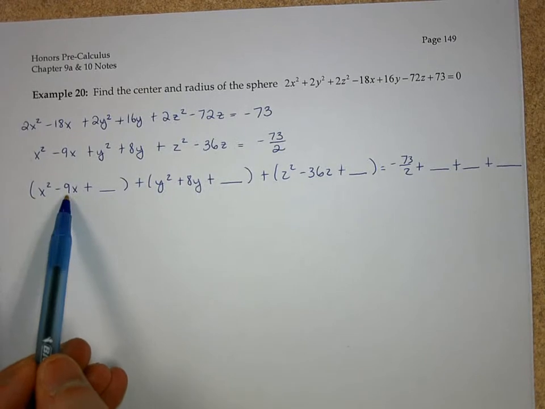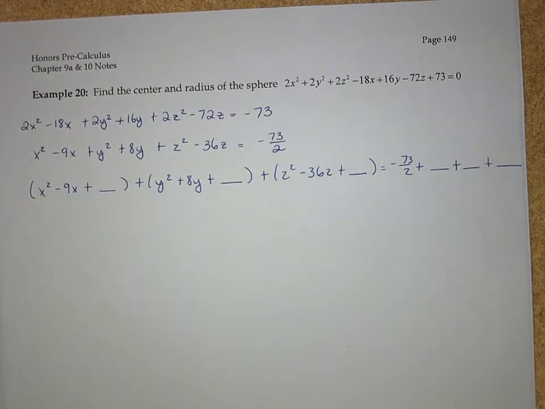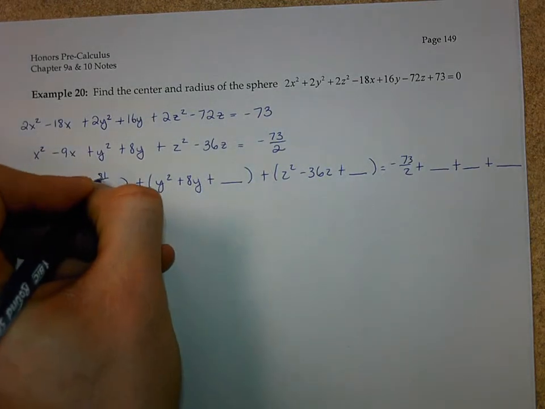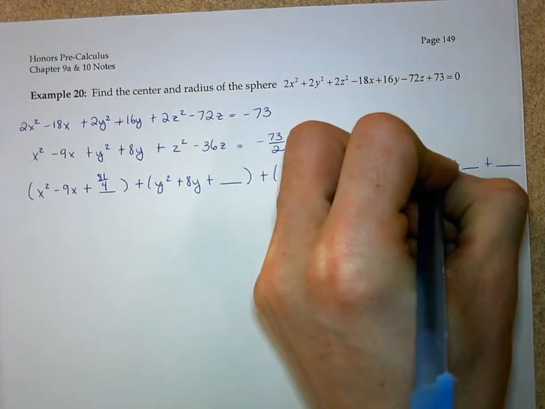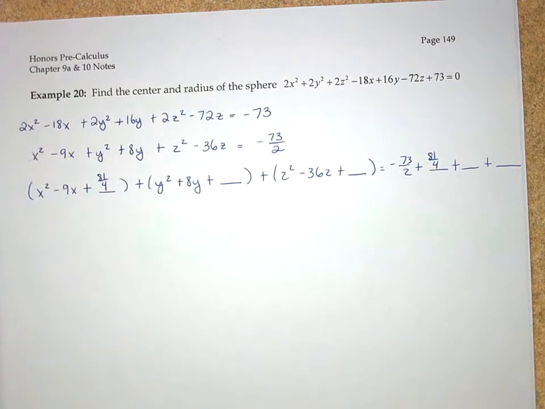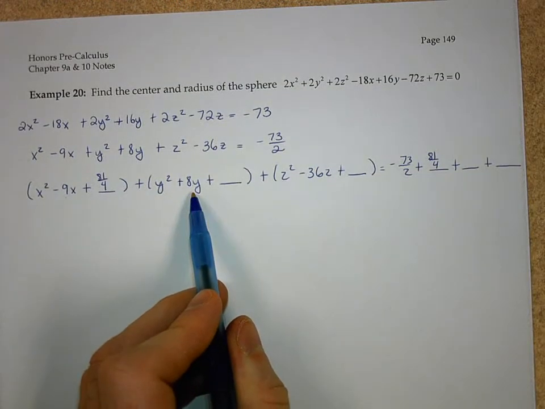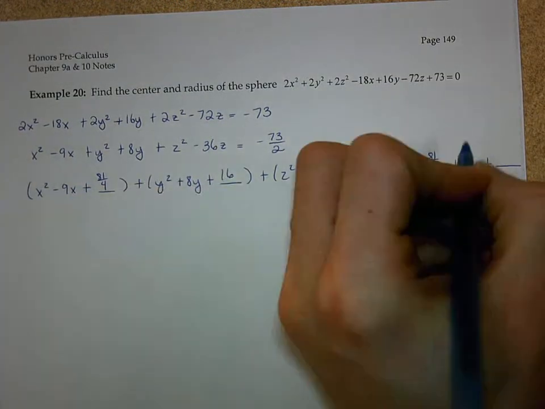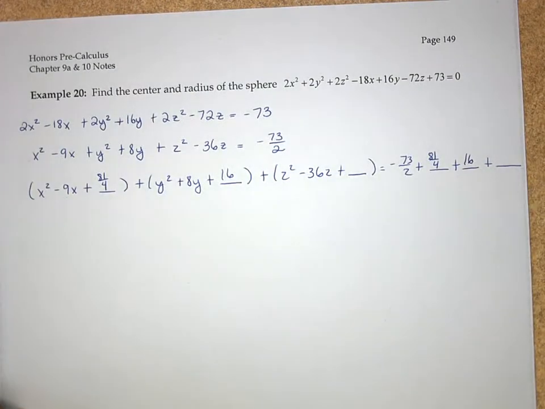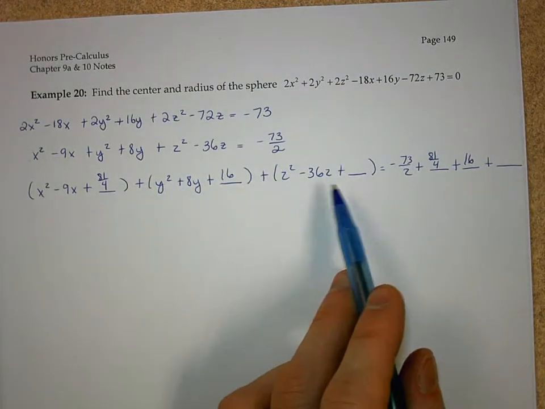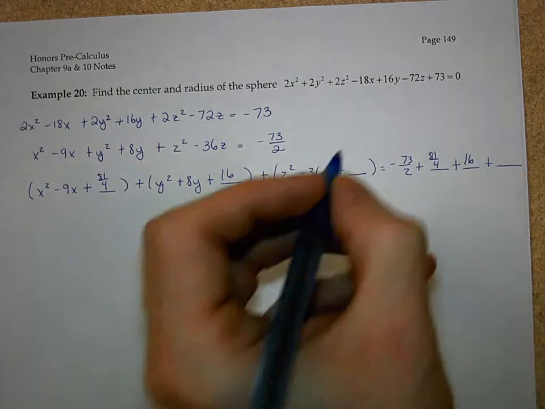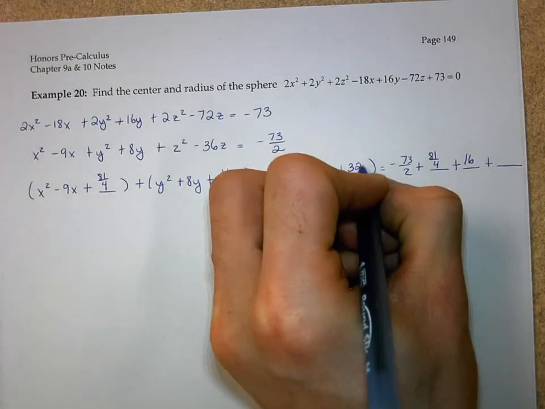So half of negative 9 is negative 9 halves. Negative 9 halves squared is 81 fourths. So we'll put an 81 fourths on both sides. Half of 8 is 4. 4 squared is 16. So put a 16 on both sides. And then half of 36 is 18. 18 squared is 324.